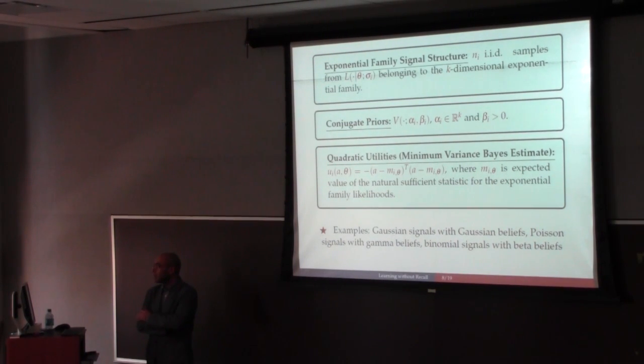So we need the beliefs to be conjugate to the signals, and we also use a quadratic utility. It's the natural utility. It's a minimum variance Bayes estimate about the sufficient statistic of this exponential family. So each exponential family has a natural sufficient statistic, and that is part of the parameterization of the distribution. I have an appendix slide at the end if you want to see the exact mathematical details of this formulation.